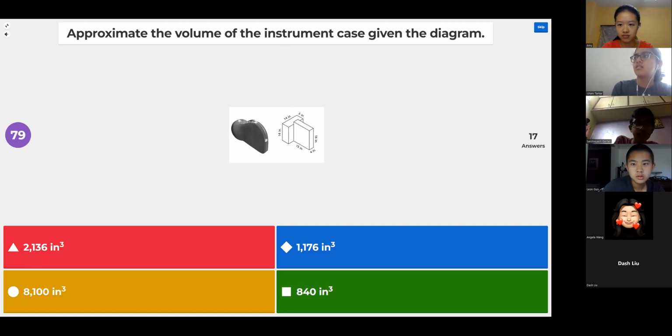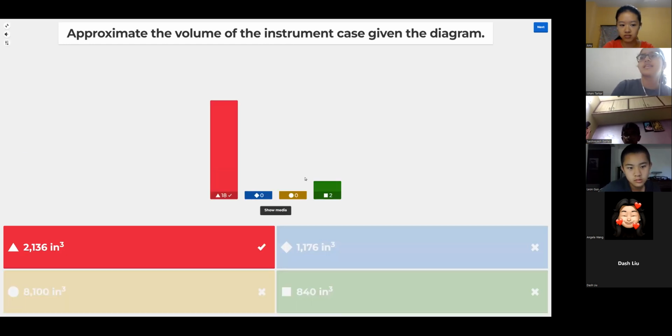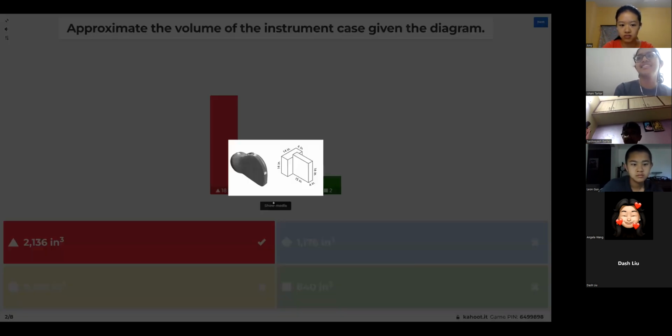How many people are in the game? 21, I think. Some people are AFKing. Okay. Good job to everyone who got it. I'm assuming the people who got green guessed.